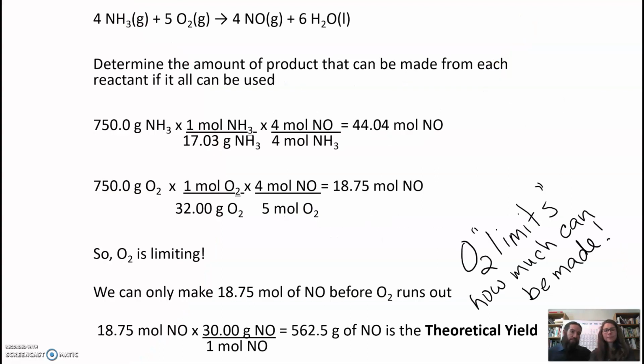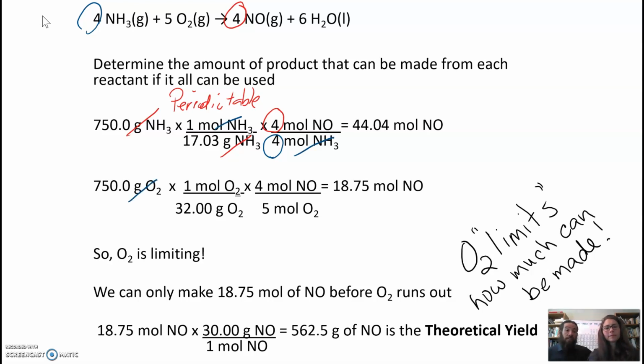So here's the math worked out for you. We start with the 750 grams of the ammonia, and I use the molar mass to get to moles. That's right from the periodic table. And then I use the mole-mole relationship between the ammonia and the NO, and that came from the balanced equation. Whenever you have mole over mole, we have to use coefficients from a balanced equation to get those numbers. So with the 750 grams of ammonia, we can make 44.04 moles of NO. Now we go to the oxygen, same amount, 750 grams.